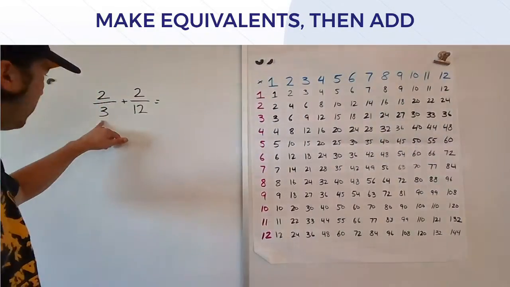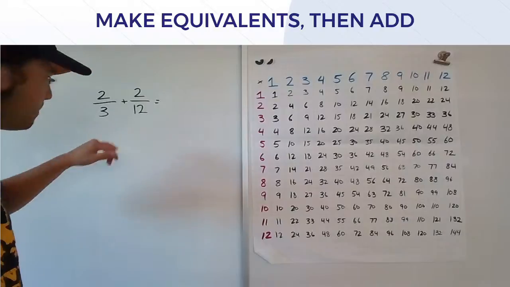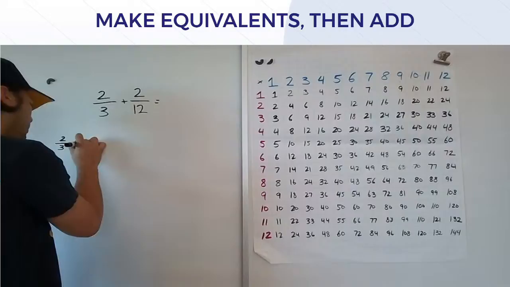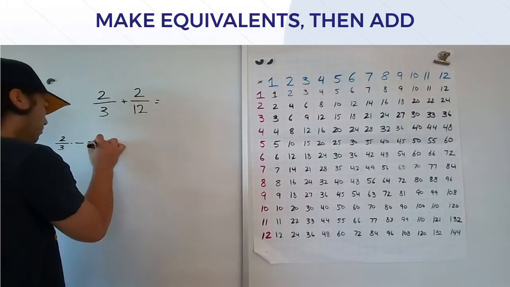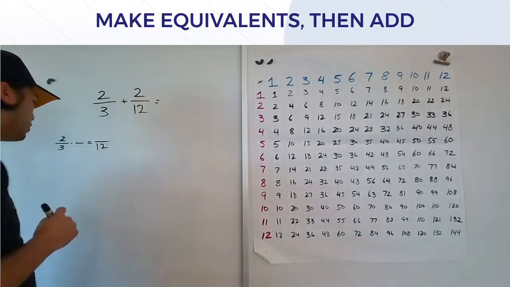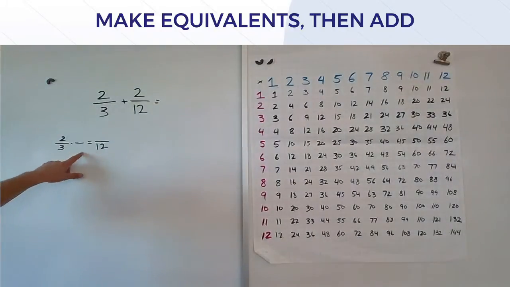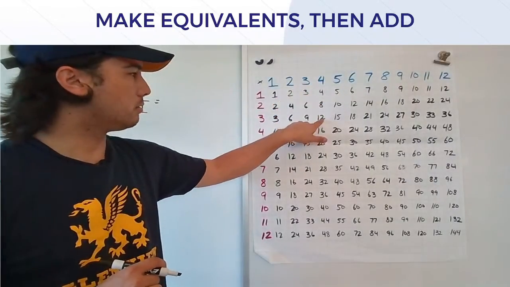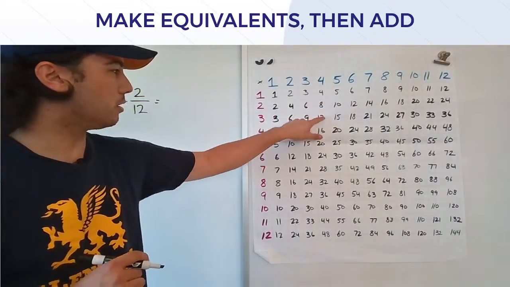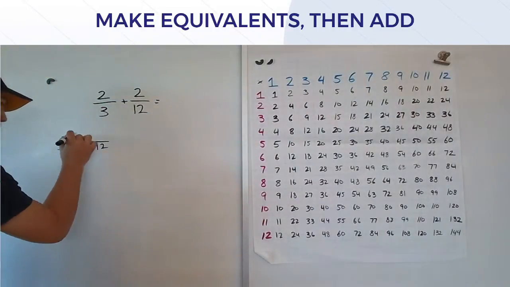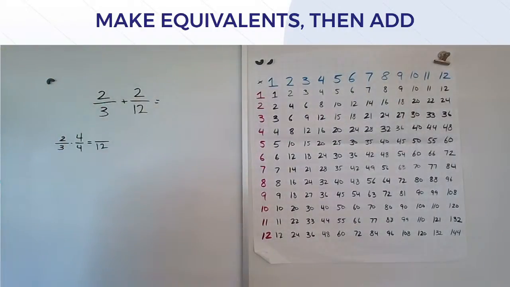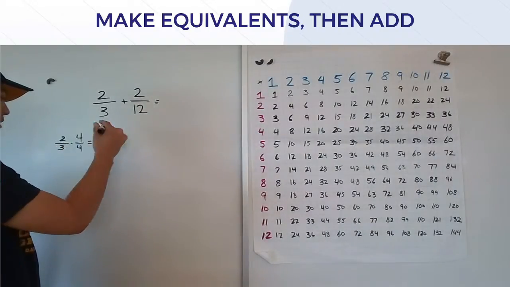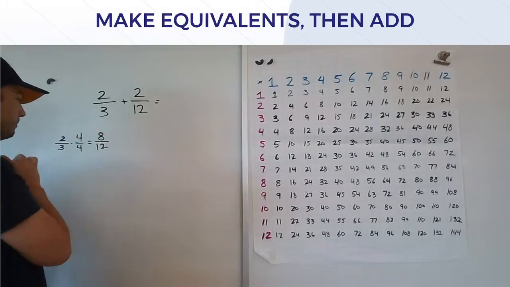All I have to do now is figure out how many 12s are equal to 2/3. So 2/3 times something, some equivalent of 1, is going to equal some 12ths. So 3 times what is 12? 3 times 4 is 12. So I'm going to use 4/4 as my equivalent of 1. 3 times 4 is 12. 2 times 4 is 8.